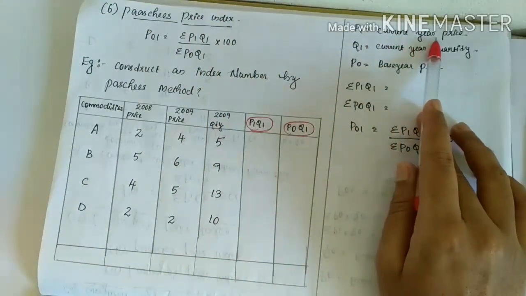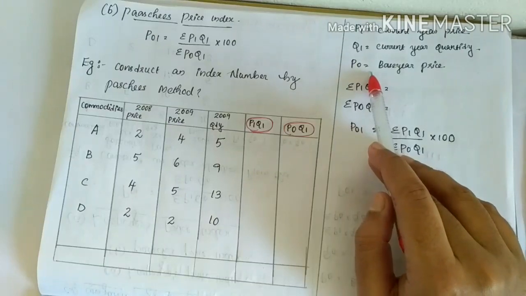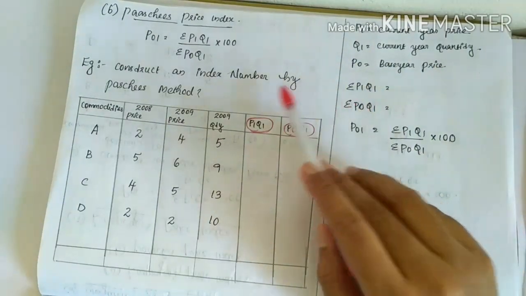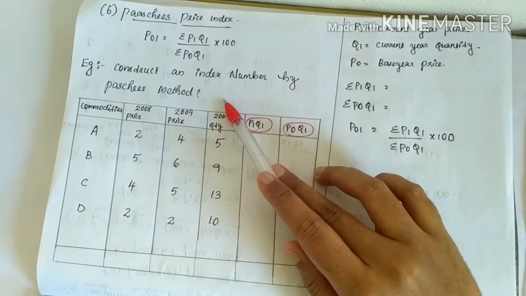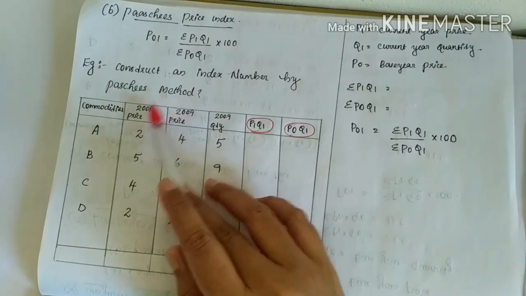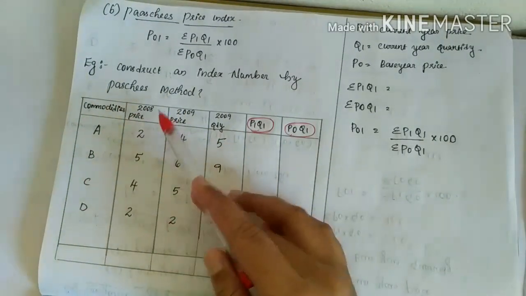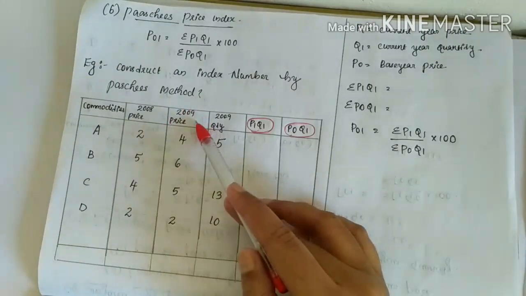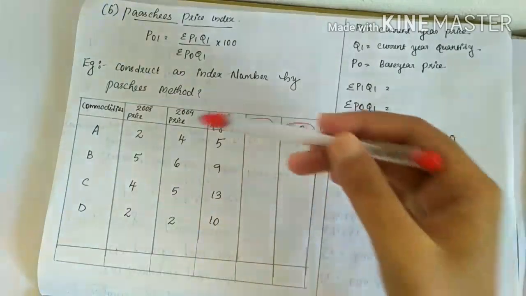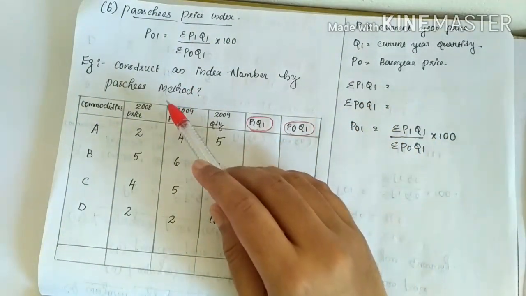P1 is the current year price and Q1 is the current year quantity and P0 is the base year price. So let's work out a problem. Construct an index number by Paasche's method. The four commodities are A, B, C and D, and the price in 2008, the price in 2009 and the quantity in 2009 are given.